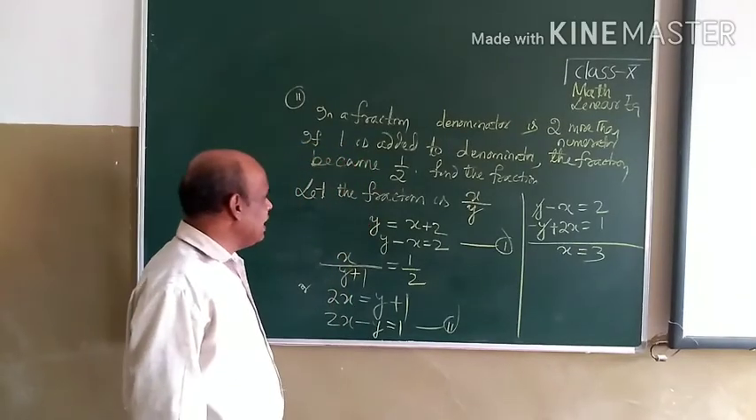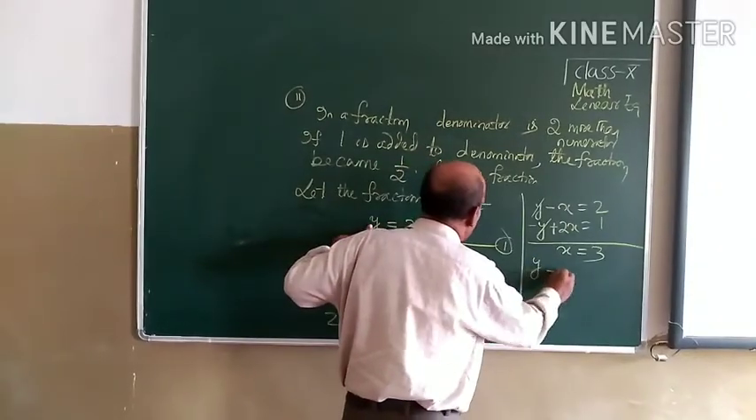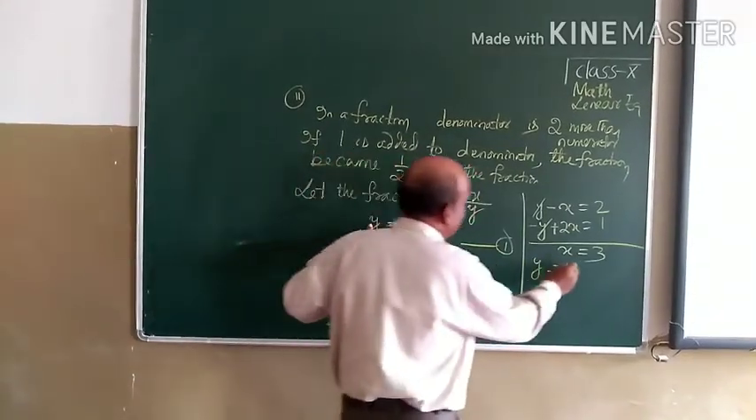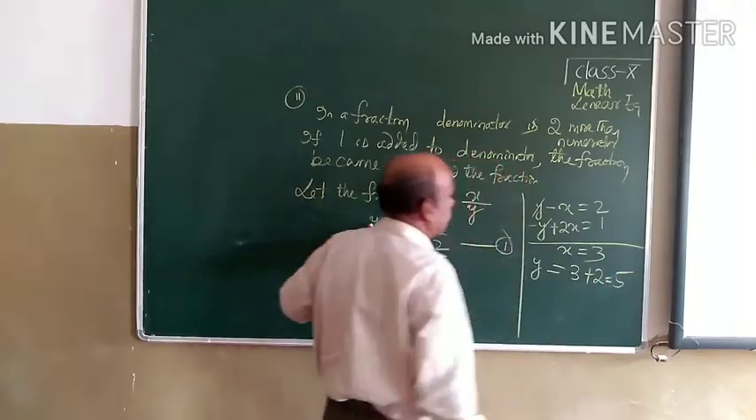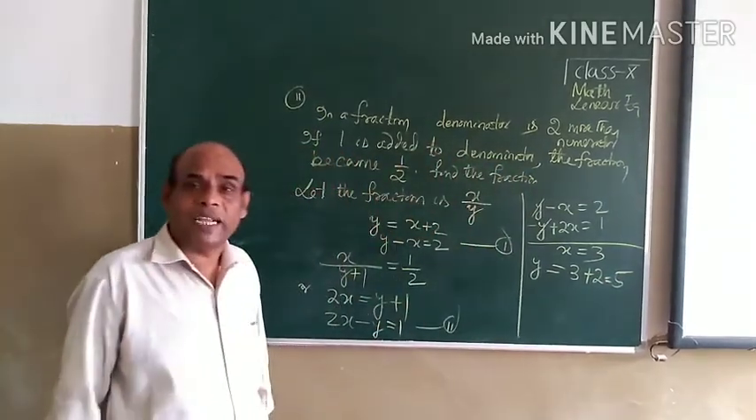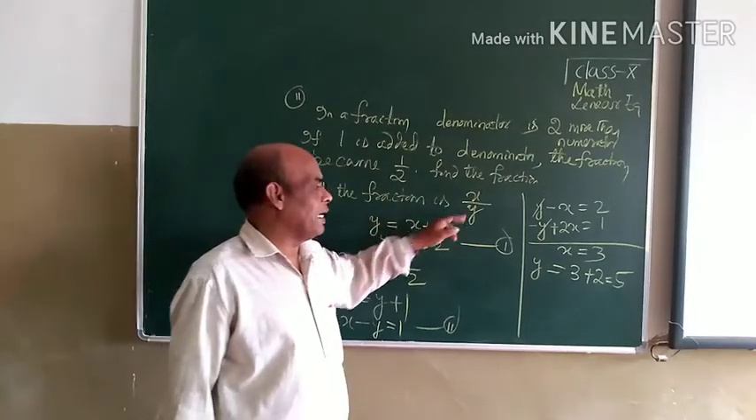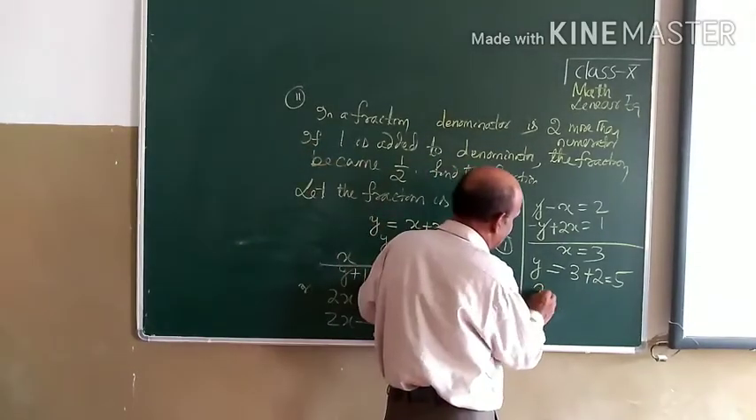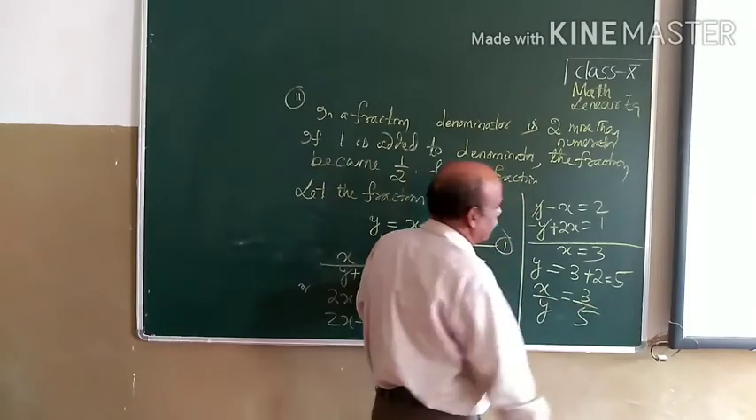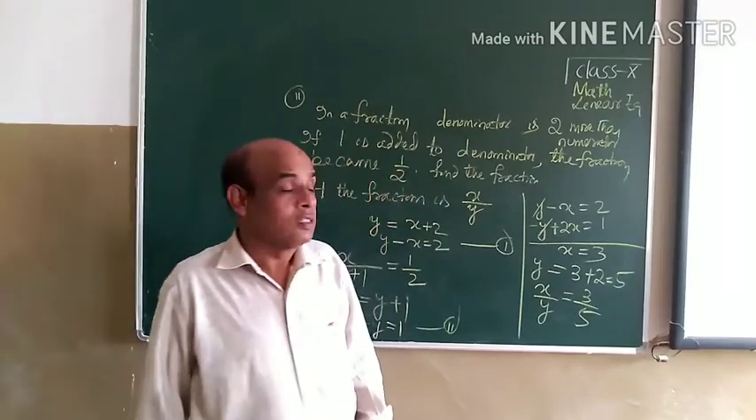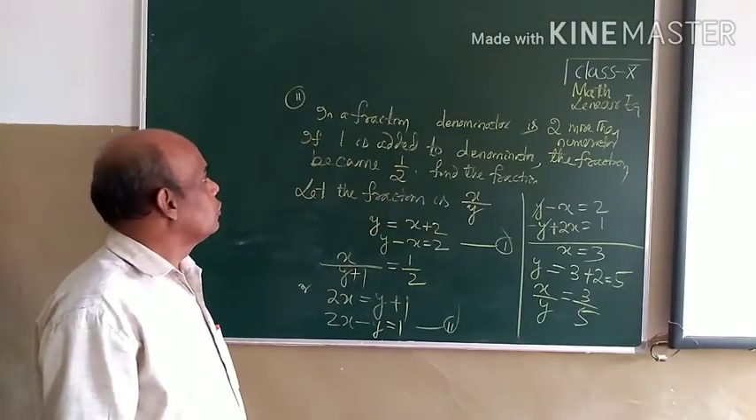If x value is 3, what is the y value? y value is equal to x plus 2. It means 3 plus 2, that is equal to 5. So what is the fraction? Already we told the fraction is x by y. It means 3 by 5 will be the answer.